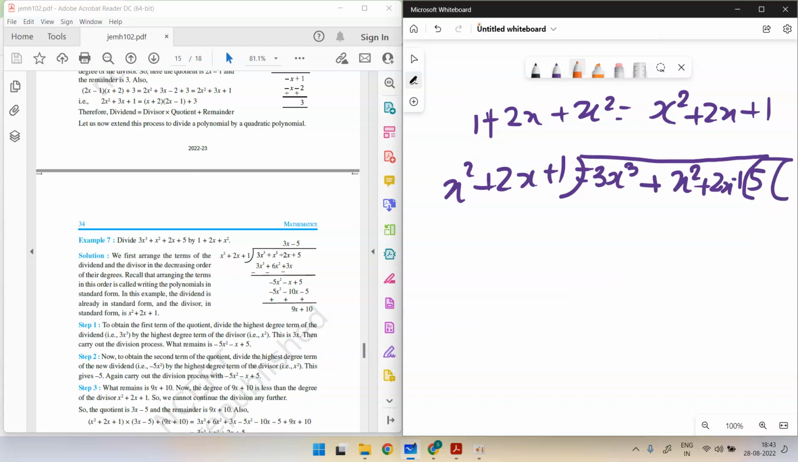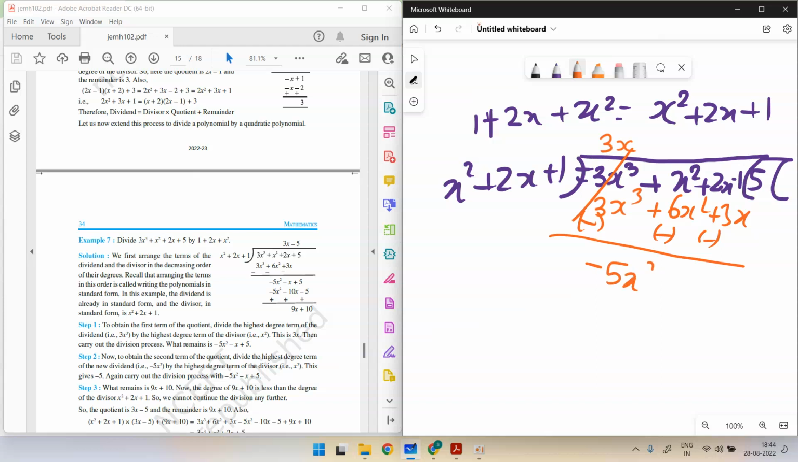Now for x squared, to convert into 3x cube, we have to multiply by 3x. So 3x into x square is 3x cube, then 3x into 2x is 6x square, and 3x into 1 is 3x. And to subtract this, this will get cancelled, and from this 1 minus 6 is minus 5x square, and 2x minus 3x is minus of x, and plus 5 gets dropped from here to here.